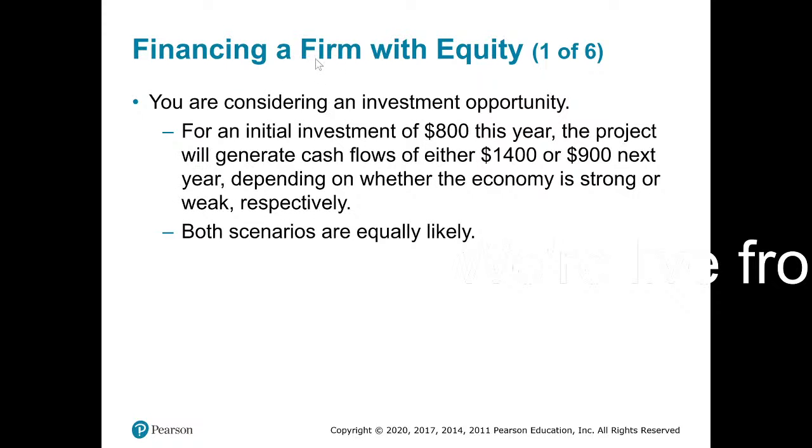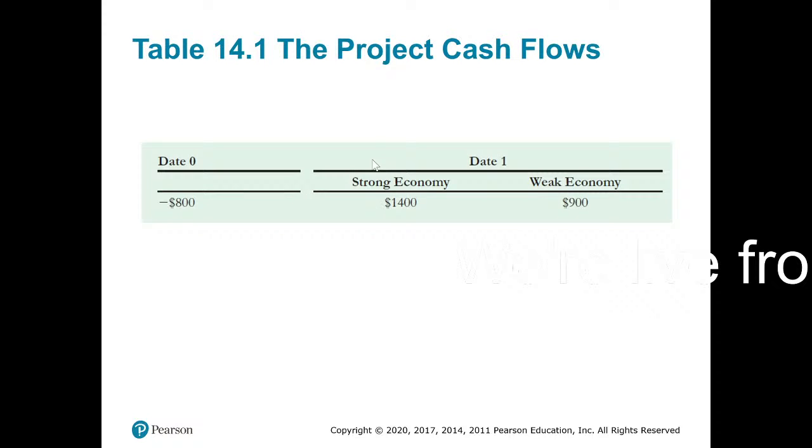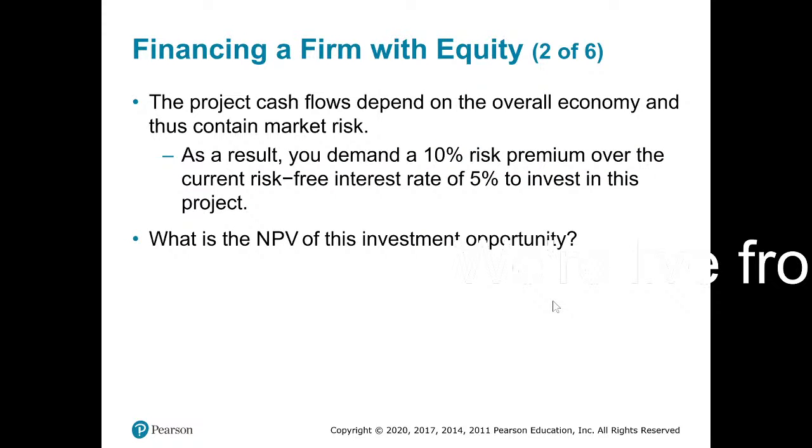And how do we finance a firm? We can finance a company by 100% equity. And here, when we finance by 100% equity, and we invest $800,000 when the economy is strong or weak, so we have this type of returns, cash flows. And the project cash flow depends on the economy and the risk.